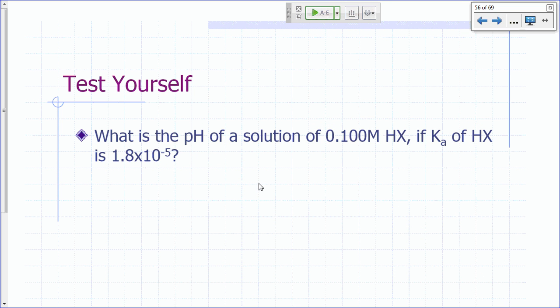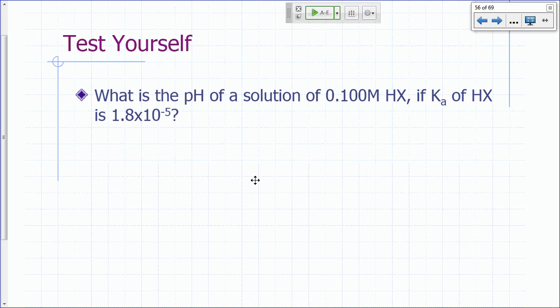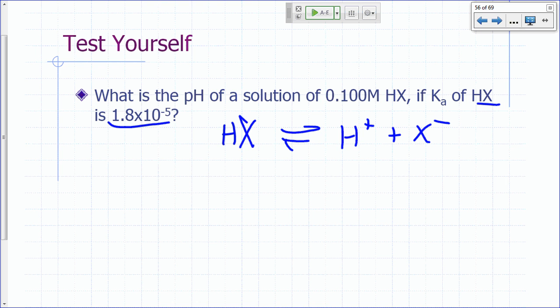All right, let's look at this one. 0.1 molar HX, but this time HX is a weak acid, and you're given the Ka is 1.8 times 10 to the negative 5th. This is, in fact, the Ka of acetic acid. So let's solve this problem. You have HX gives you H plus and X minus. What's our initial condition? 0.100 molar HX. Assume negligible concentrations of H plus and no X minus.